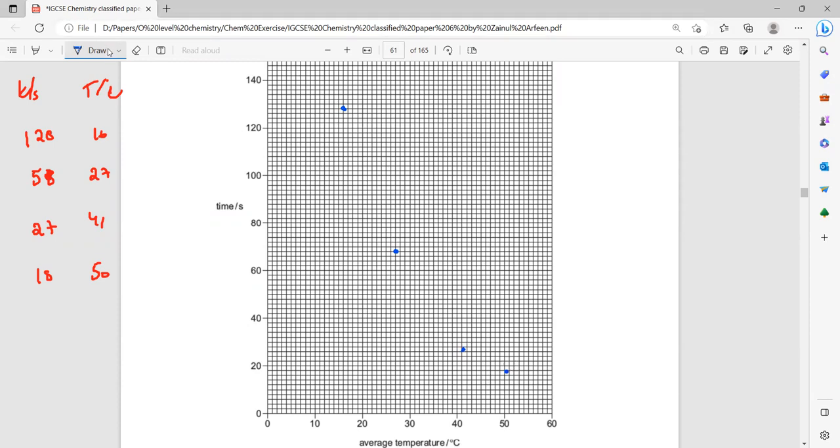And we have to join them. Draw the smooth line graph. So we just have to join point to point. Don't use a ruler. You have to draw a freehand graph for this.